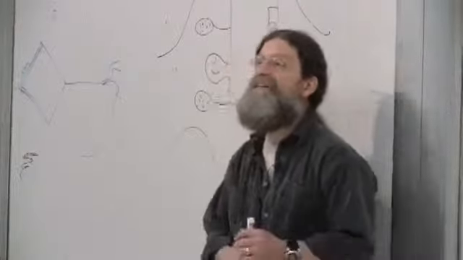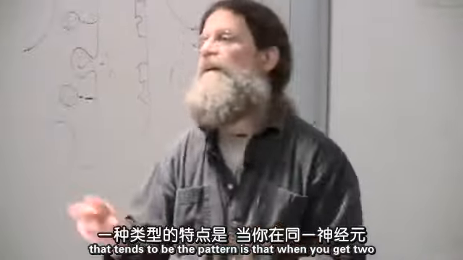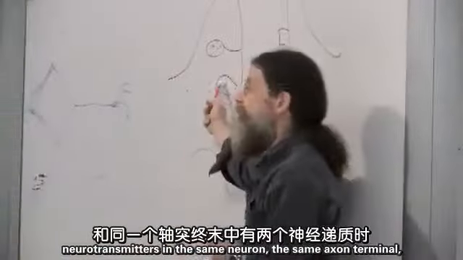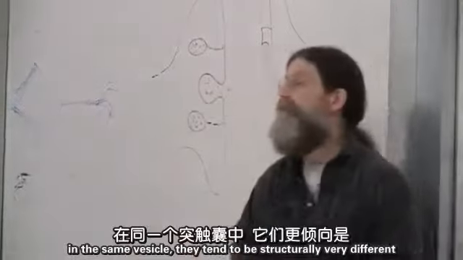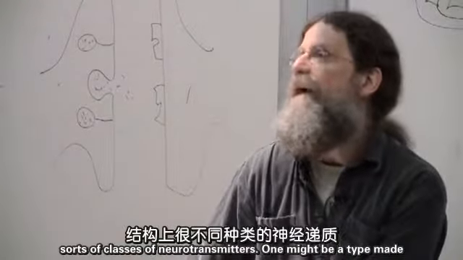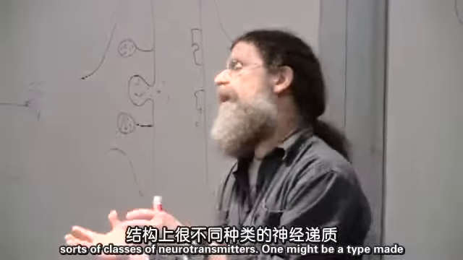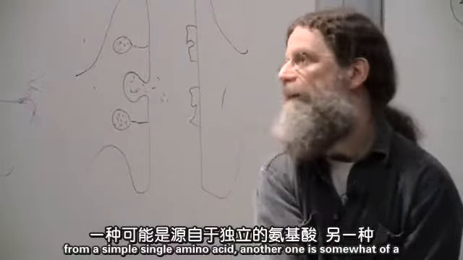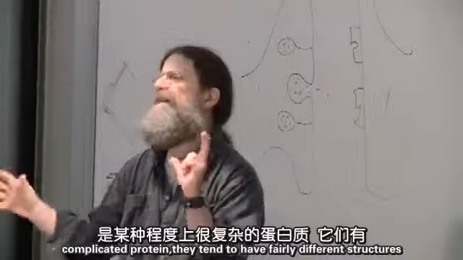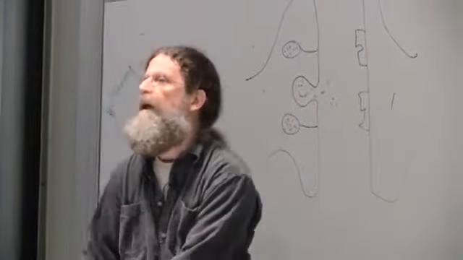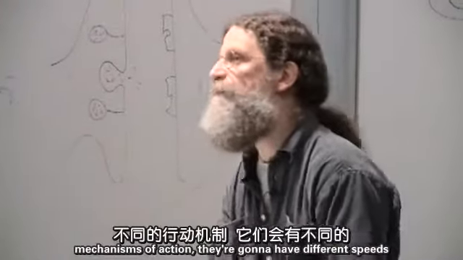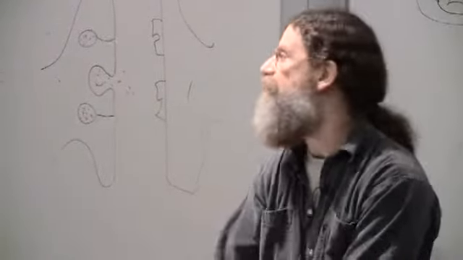One of the characteristics that tends to be the pattern is that when you get two neurotransmitters in the same neuron, the same axon terminal and the same vesicle, they tend to be structurally very different sorts of classes of neurotransmitters. One might be a type made from a simple single amino acid. Another one is somewhat of a complicated protein. They tend to have fairly different structures. And what that often tells you is they're going to have different mechanisms of action. They're going to have different speeds of action.